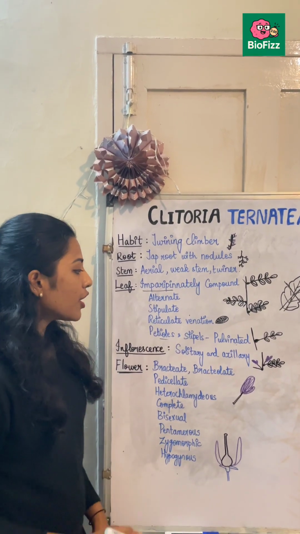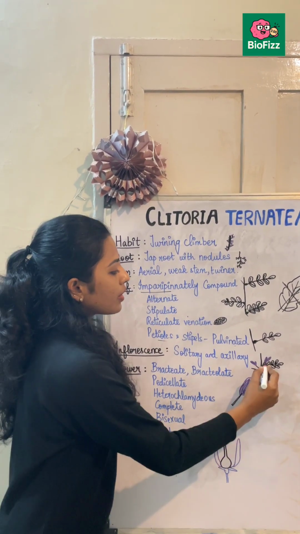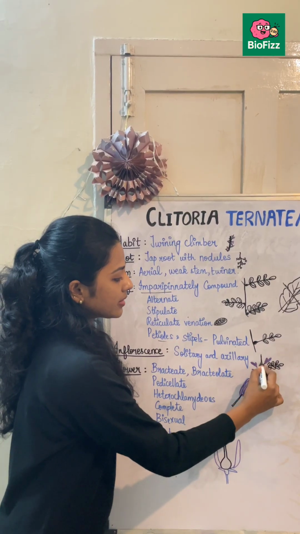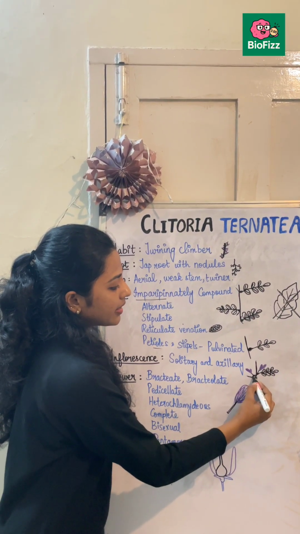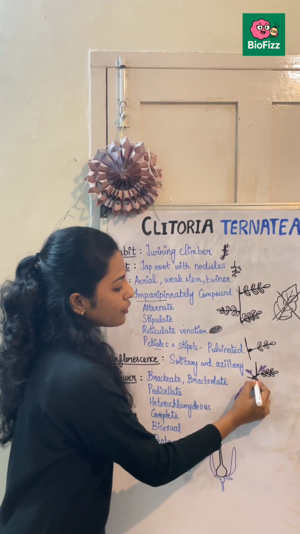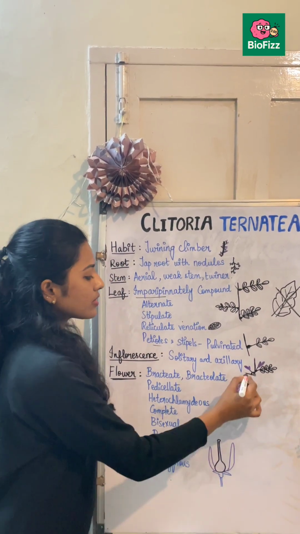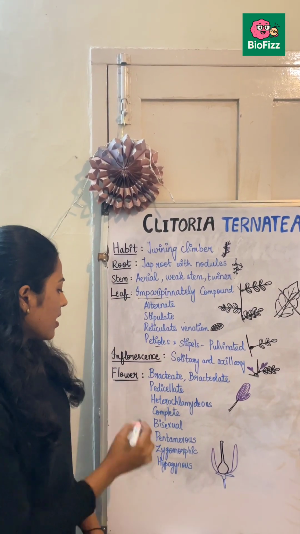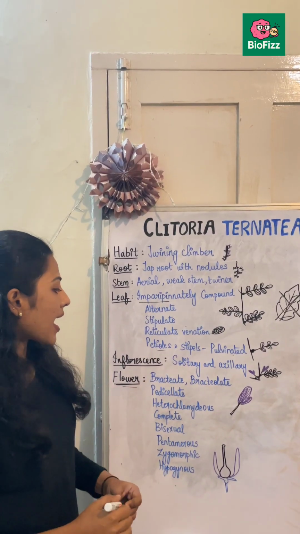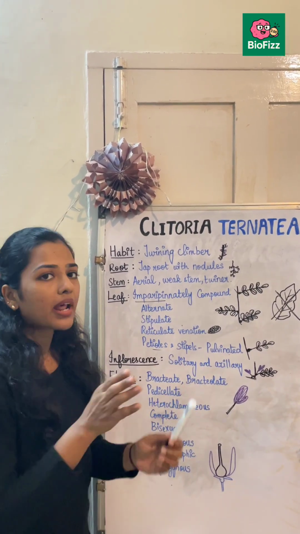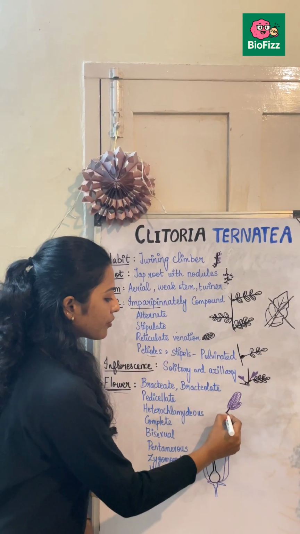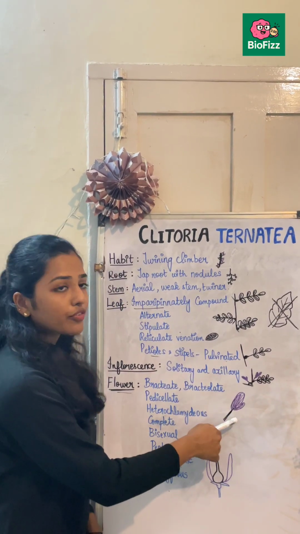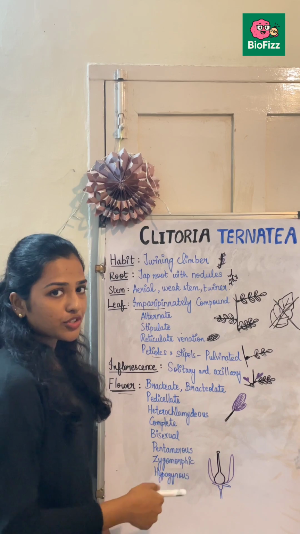Inflorescence, meaning the flower, you will find the flower arising from the axil. So this is the main stem and this is the side branch, right? And this angle, this 90-degree angle, is called the axil. A single flower alone arises from the axil, so that's why it's called solitary and axillary. Moving on, the flower has a big bract and it has two bracteoles on either side of the flower, and the stalk of the flower is called pedicel.